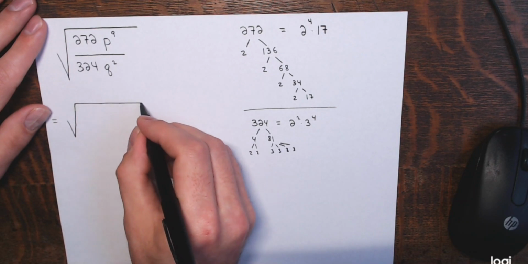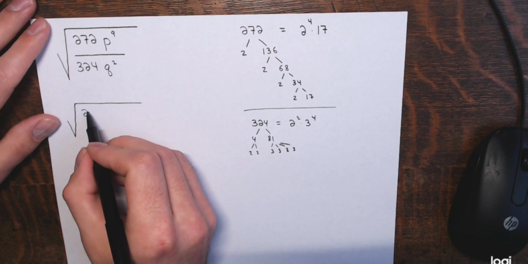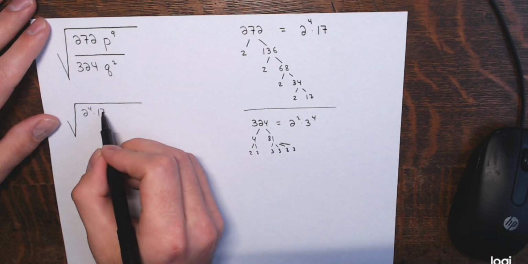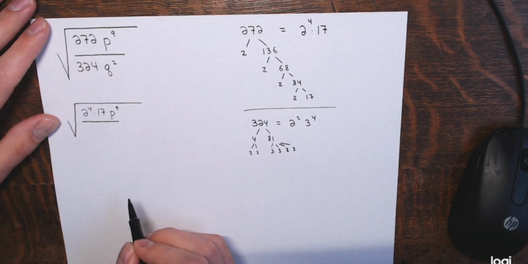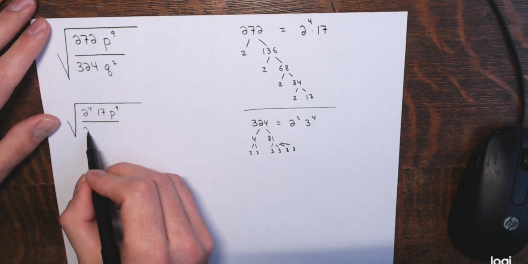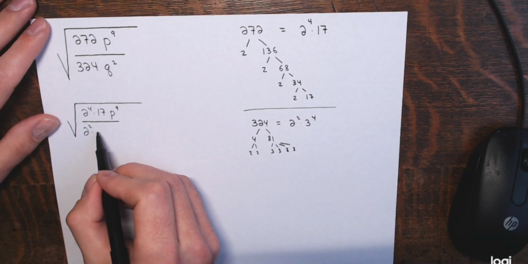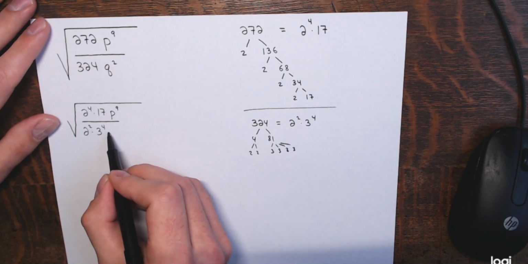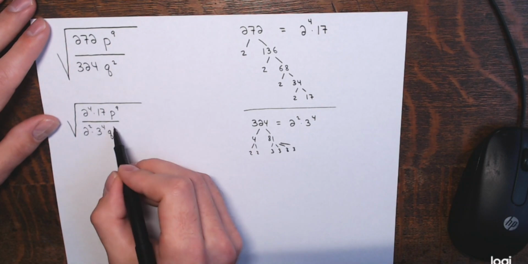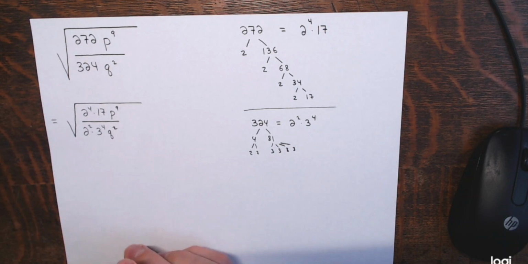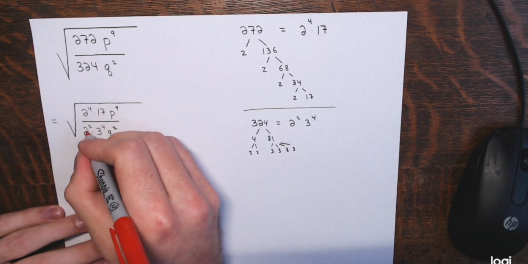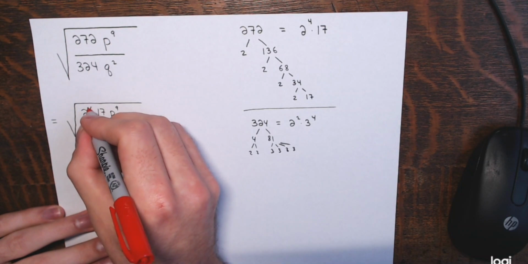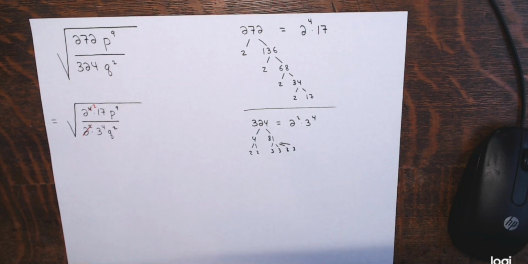So we have the square root of 2 to the fourth times 17 in the numerator times p to the ninth as well, divided by, and then 324 is 2 squared times 3 to the fourth, and then you have q squared in the denominator. And I can cancel some stuff here. You see that the numerator and denominator have common factors of 2 squared. So both the 2's will cancel on the bottom, and just 2 of them will cancel up top, so it becomes 2 squared now, or 4.